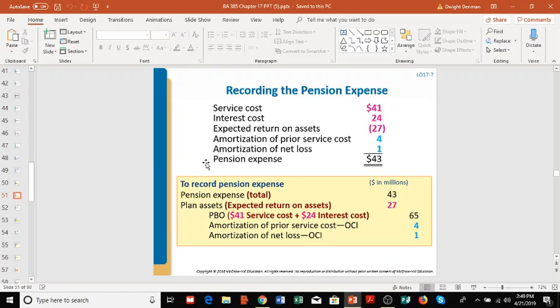Notice that we combine our service cost and interest cost. So that's our PBO, 65 million, and then our two other numbers that we just talked about, 4 million and 1 million. So all those are credits.